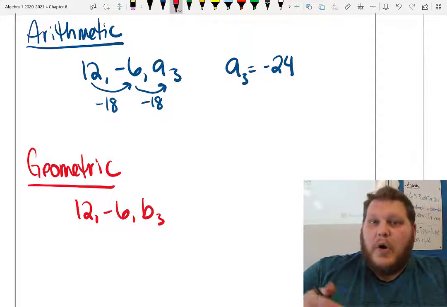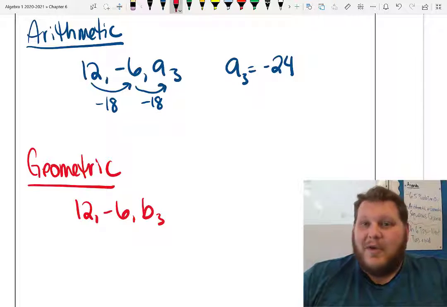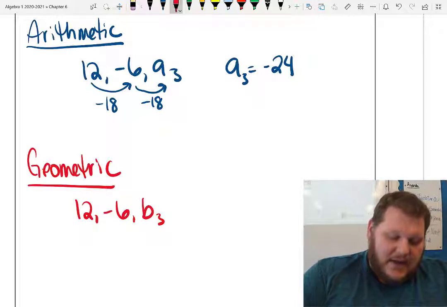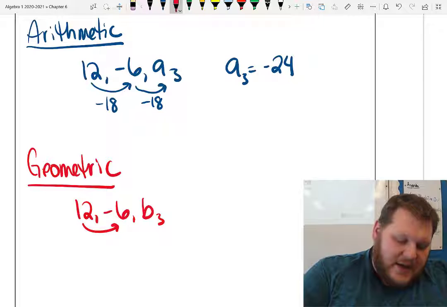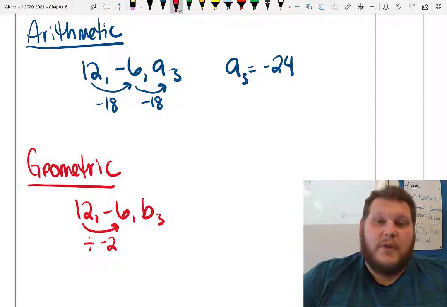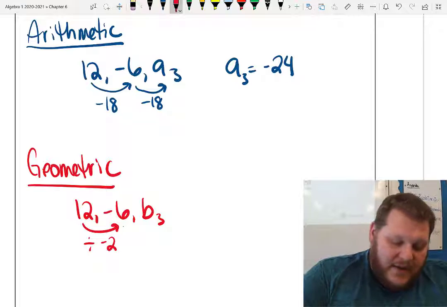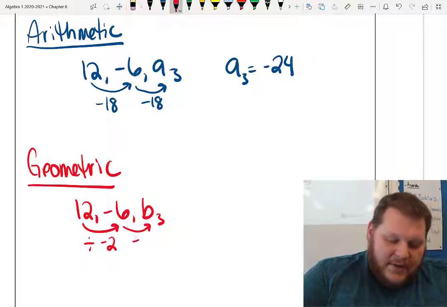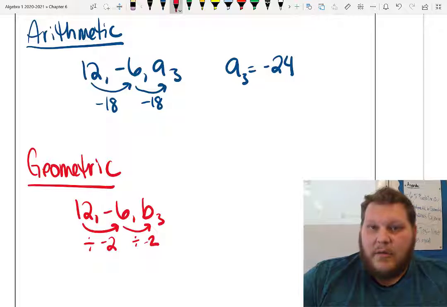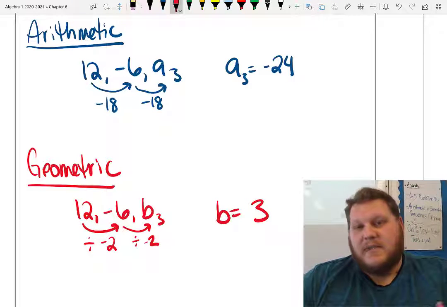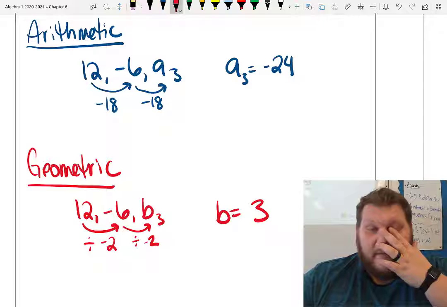Okay, continuing the pattern for my geometric sequence for B3. If my sequence is still 12, -6, but geometric, we know that means there's a common ratio, a common multiplier to get me from one term to the next. To get from 12 to -6, I would have to divide by -2. Right? 12 divided by 2 is 6, and to switch my sign, it has to be a negative. So that means to get B3, I would divide by -2. So -6 divided by -2 is +3. Half of 6 is 3, and then my negative flip-flops back to a positive.